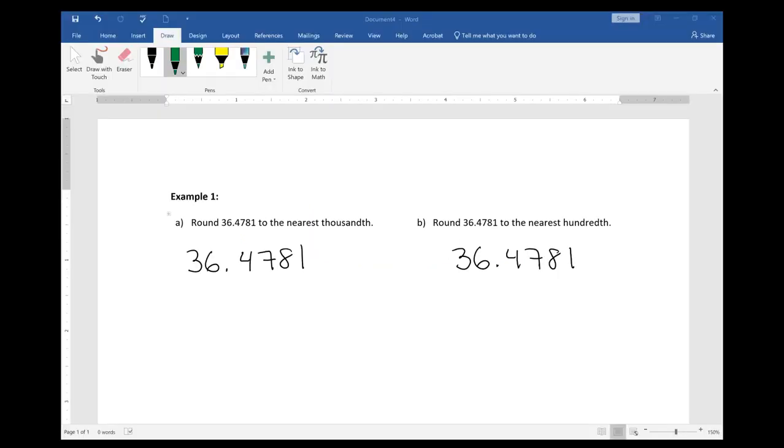In this video, we will go over the examples in section 2.7. Example 1a, round 36.4781 to the nearest thousandths.